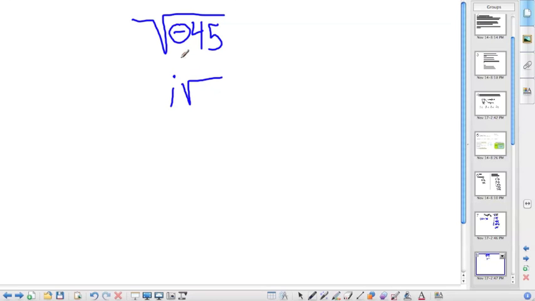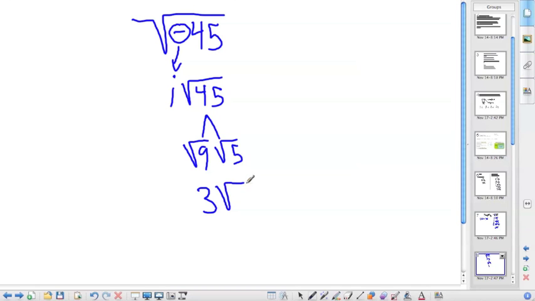One more example. Square root of -45. Automatically, the negative becomes i square root 45. Break down square root 45, you get the square root of 9 times the square root of 5. The square root of 9 is 3. Square root of 5 is not perfect, so you leave it inside, and you can't forget about the i. So your final answer is 3i square root 5.